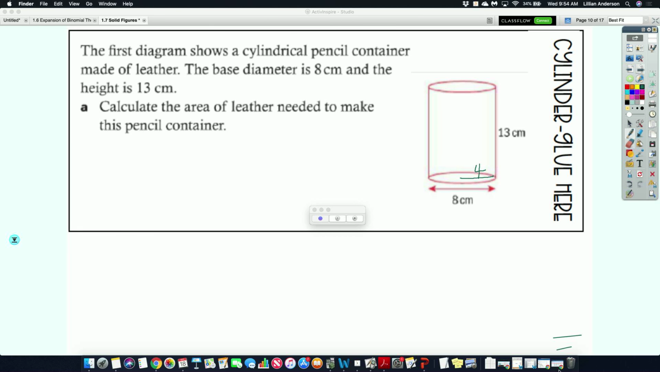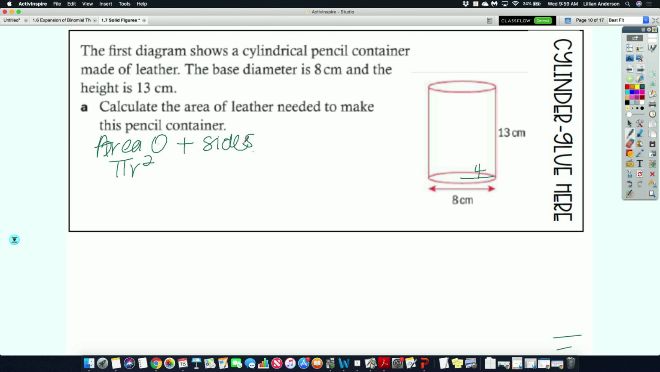Now, back to the question. Is it open or is it closed? All right. So we're going to go with it open, which means that when we're doing the area that we need, we're looking at the surface area, but we're not going to consider that top circle. So to do this, we're going to need the area of that bottom circle, which is what? Pi times r squared. Okay? And then we're going to need to add it to the side of that cylinder.